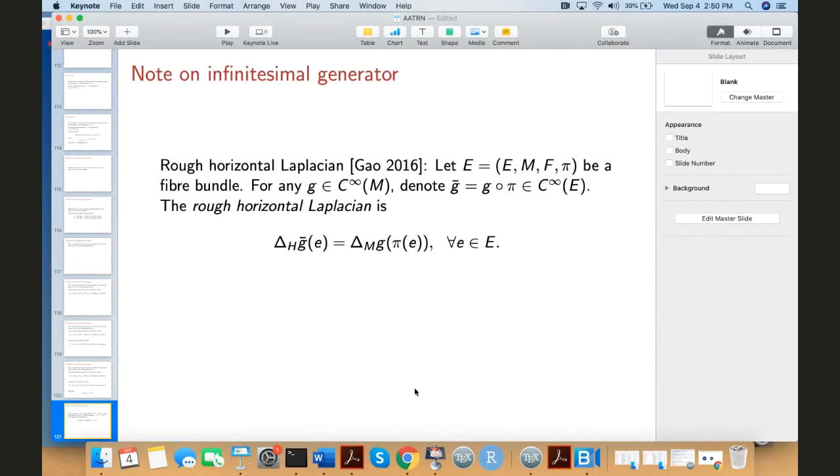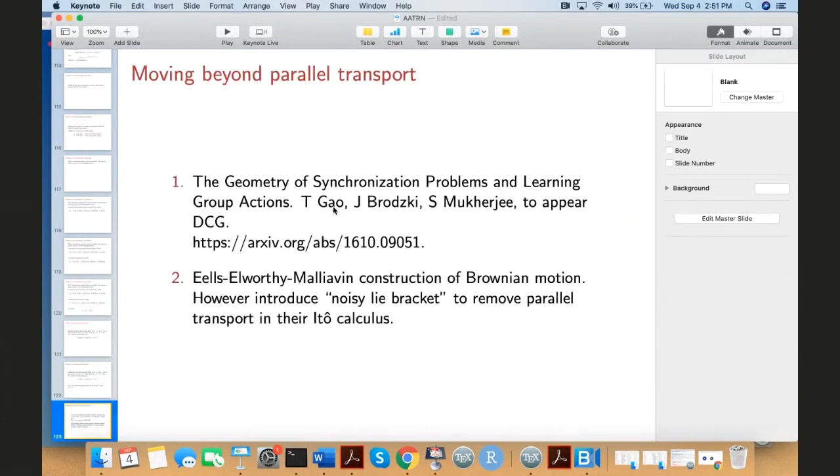That Gaussian process, it's related to when you have these covariant structures, so these Gaussian processes, there's actually a covariance kernel there, and that has, in the classic sense, an infinitesimal generator. And again, this Gaussian process on fiber bundles has an infinitesimal generator, and that is what Tingran Gao worked on for his PhD thesis, with something called rough horizontal Laplacian. There are works to move beyond parallel transport in this setting. This is work with Tingran, Jacek, and myself.